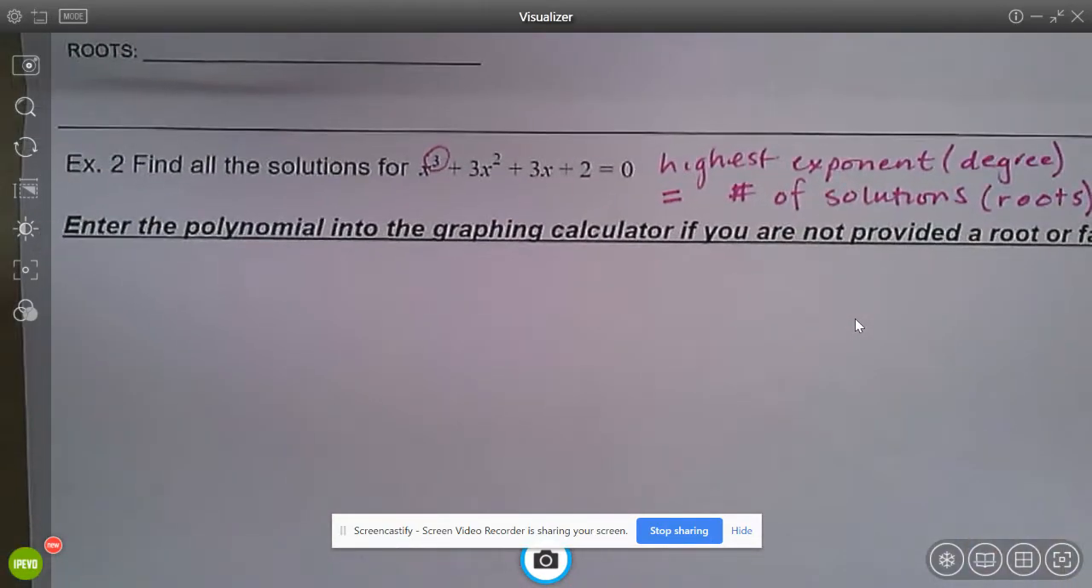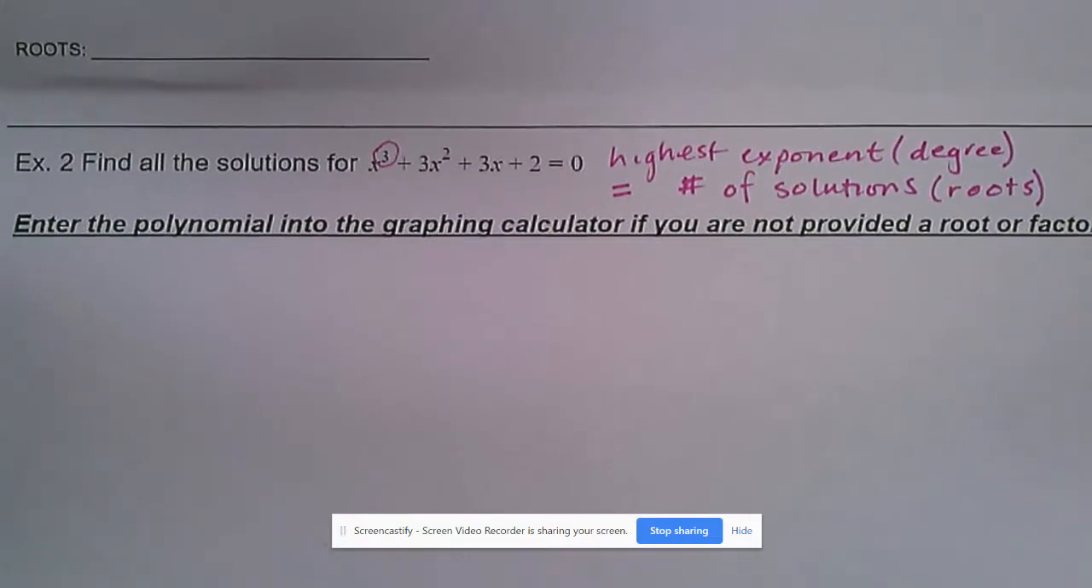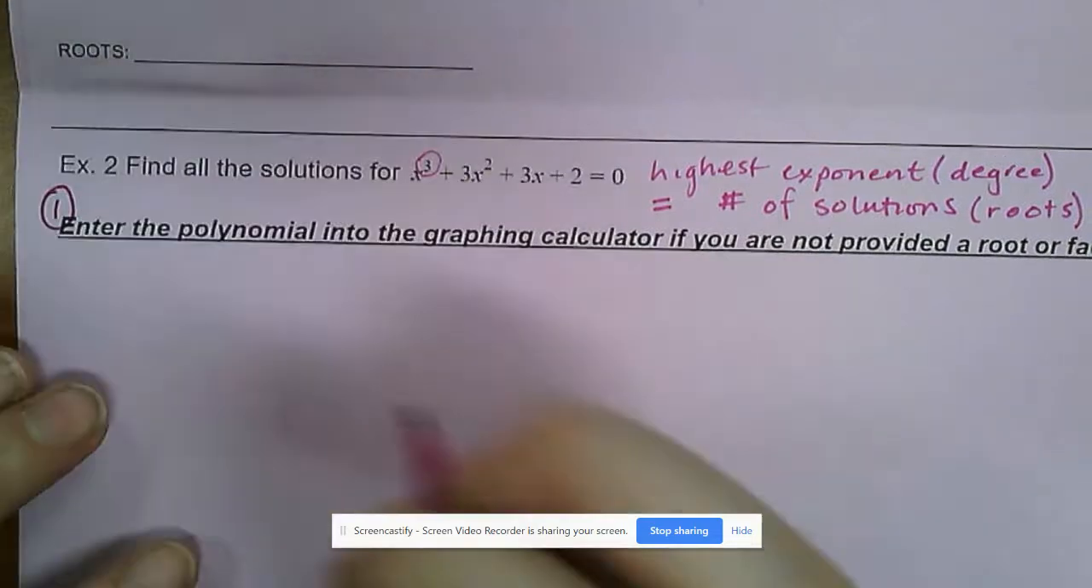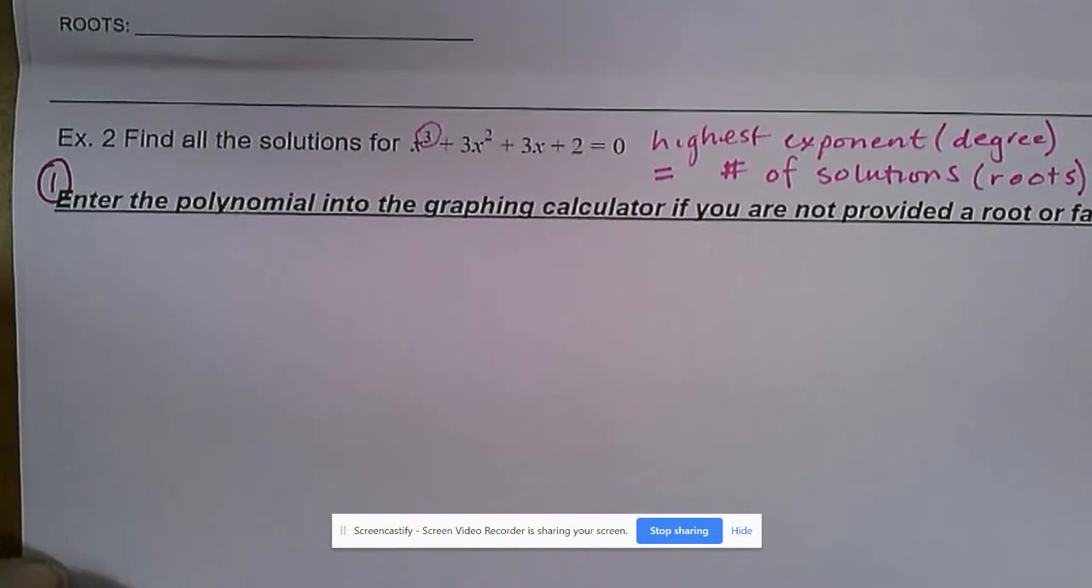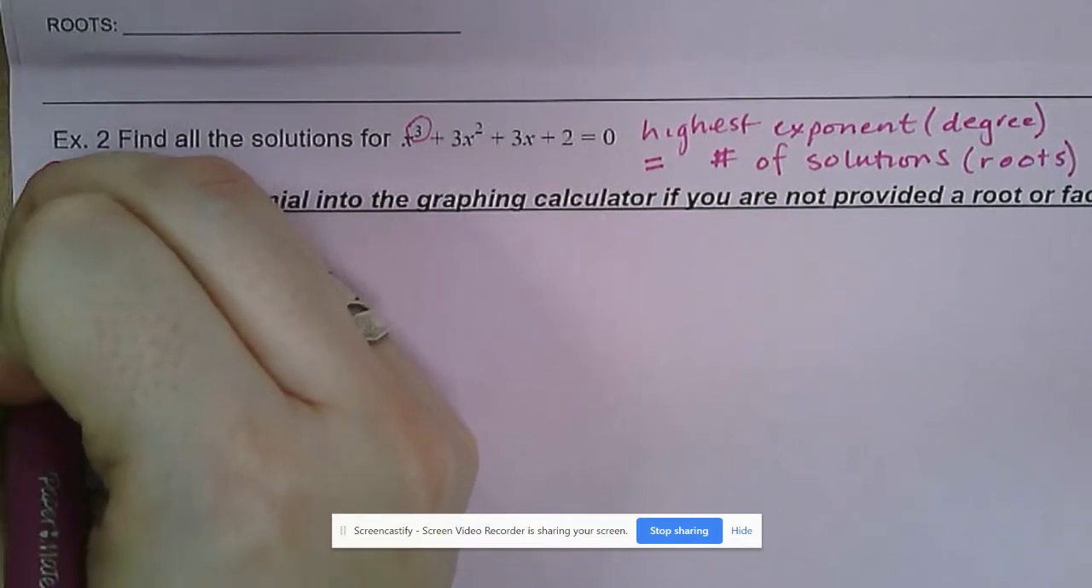Okay, so you'll notice this first part is already typed here for you. Enter the polynomial into the graphing calculator if you are not provided a root or a factor. So that's what we just did. And actually, we're going to number that step 1. That's what we just did. Well, I did for you. You don't have to do that, at least not in this problem.